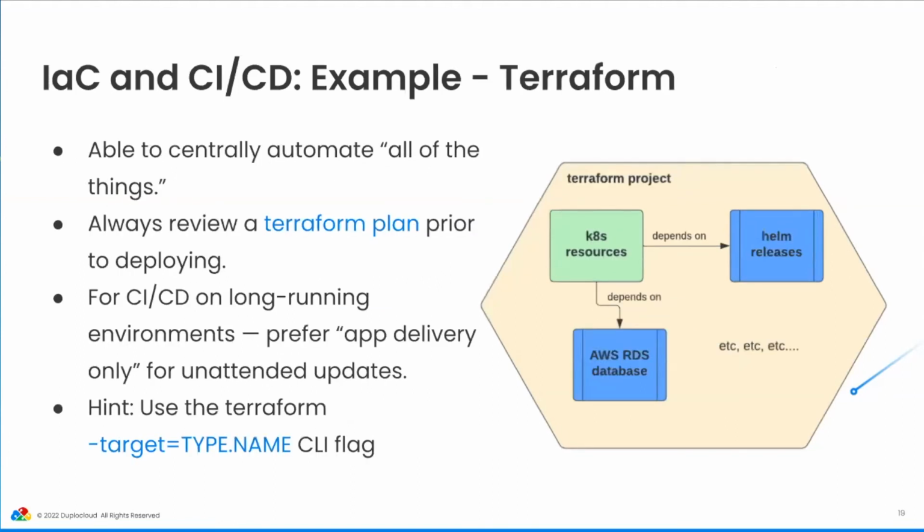So let's look at a very similar thing in Terraform, but it has even more scope, right? Terraform can automate all the things. It can automate your Kubernetes resources. It can deploy Helm charts. It can deploy things in AWS. It goes on and on, the things that it can do. So I would say the same thing.